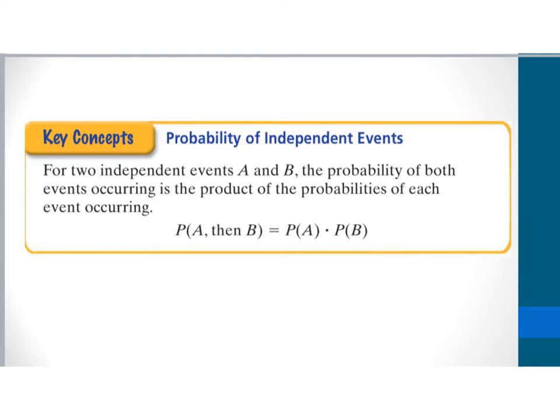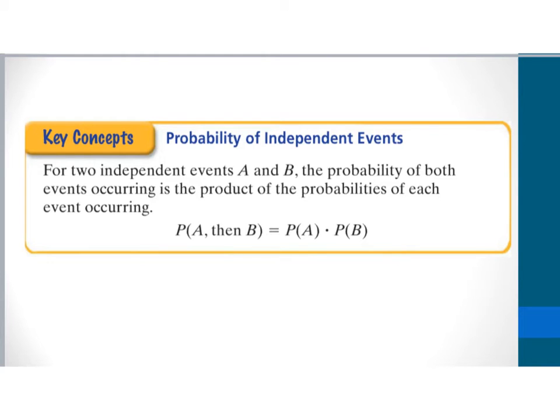When calculating the probability of independent events, again, these are events that do not rely on or affect the probability of another event occurring. So it says for two independent events, A and B, the probability of both events occurring is the product of the probabilities of each.